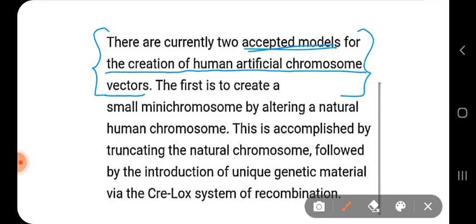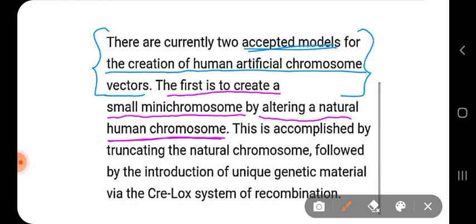The first method is to create a small mini chromosome by just altering a natural human chromosome. So we will take a normal human chromosome from a certain cell, and then we will alter that chromosome by removing the non-essential part, and in that place we will insert our gene of interest for the purpose of gene therapy, and then we will introduce them into the host cells, because the natural chromosome will have all the essential regions.